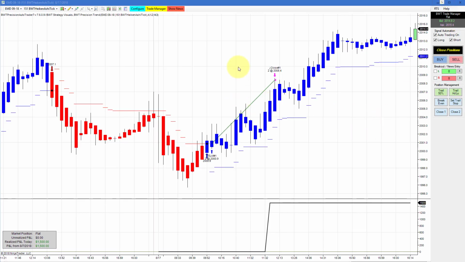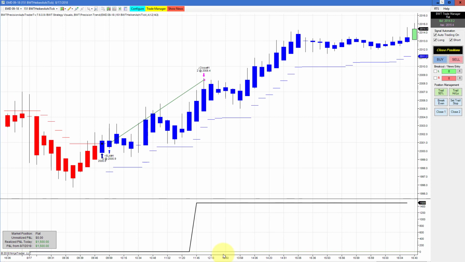Okay, the mid cap on 150 Heiken Ashi chart, again, Heiken Ashi showing the way here.